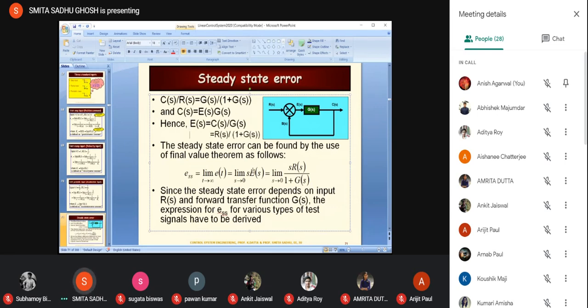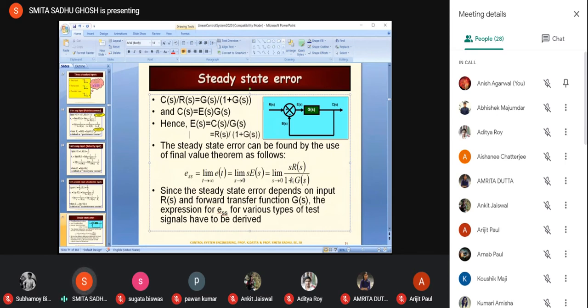So that is replaced over here, and we find that ESS will be equal to the limit of SRS by 1 plus GS as S tends to 0. So this is the expression for the steady state error. If I were to find out the steady state error, I would have to do it from this expression, that is ESS is equal to the limit of SRS by 1 plus GS as S tends to 0.